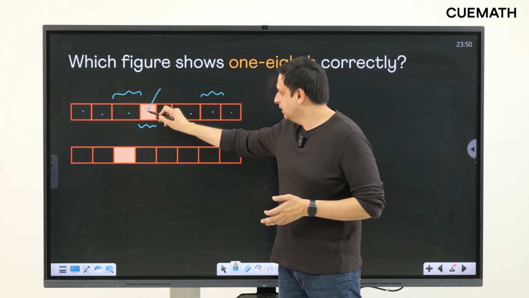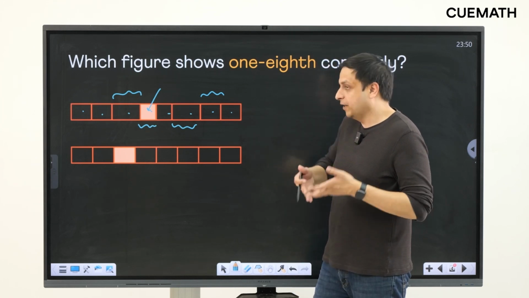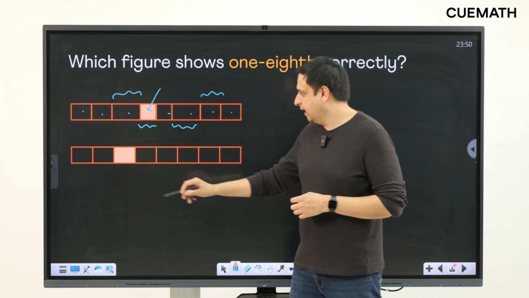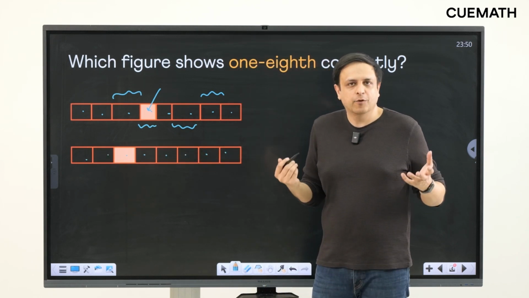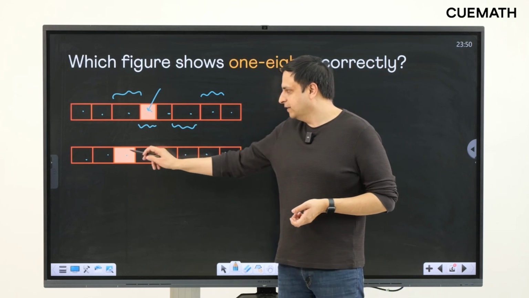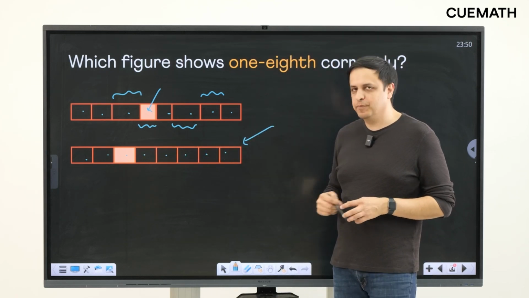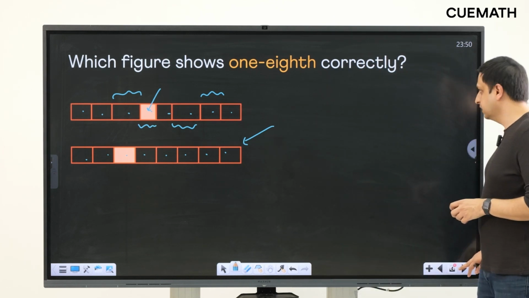So this shaded part here does not represent 1/8. But if you look at this second bar here, it has 1, 2, 3, 4, 5, 6, 7, 8. It has been divided into eight equal parts. One of them is shaded. So this shaded area here represents 1/8 correctly. So that's the answer here. The second picture is the correct option.